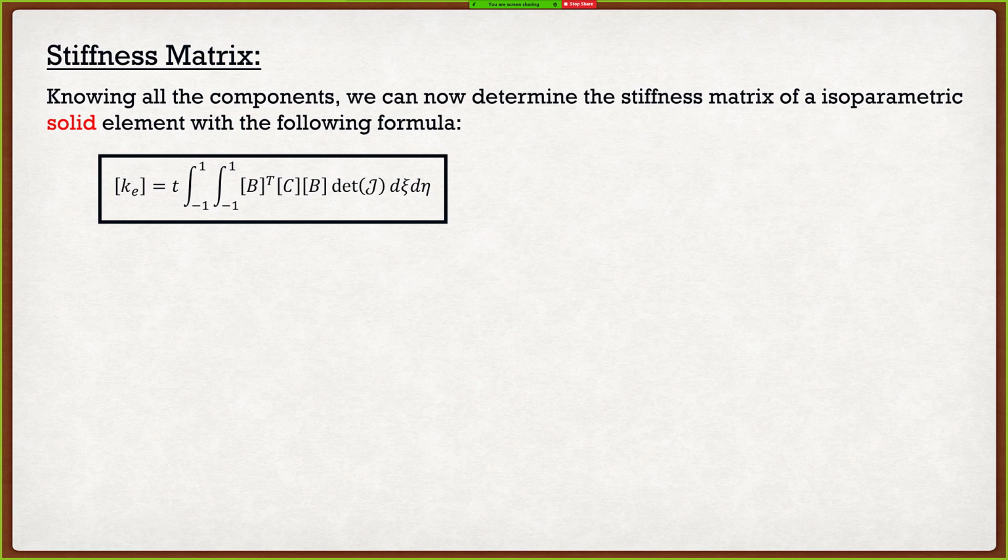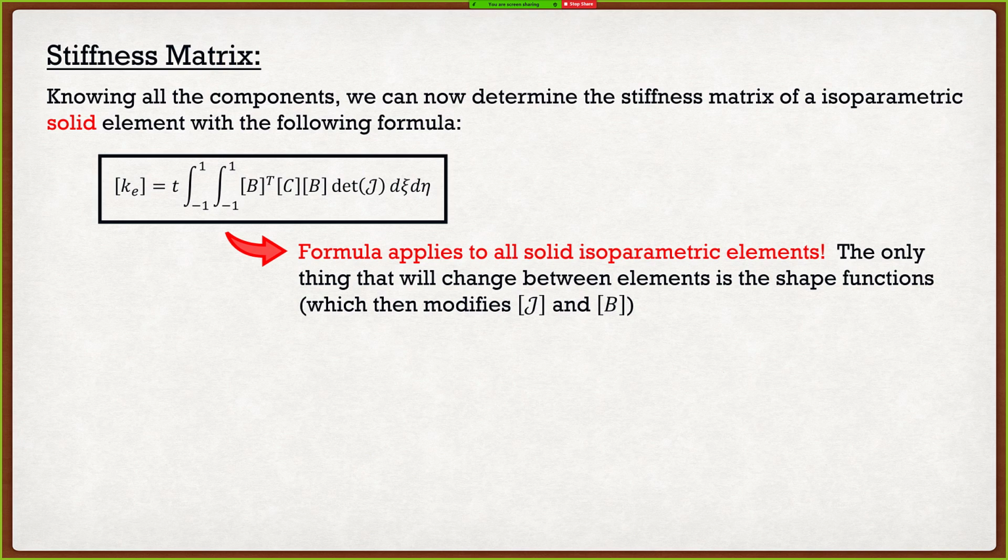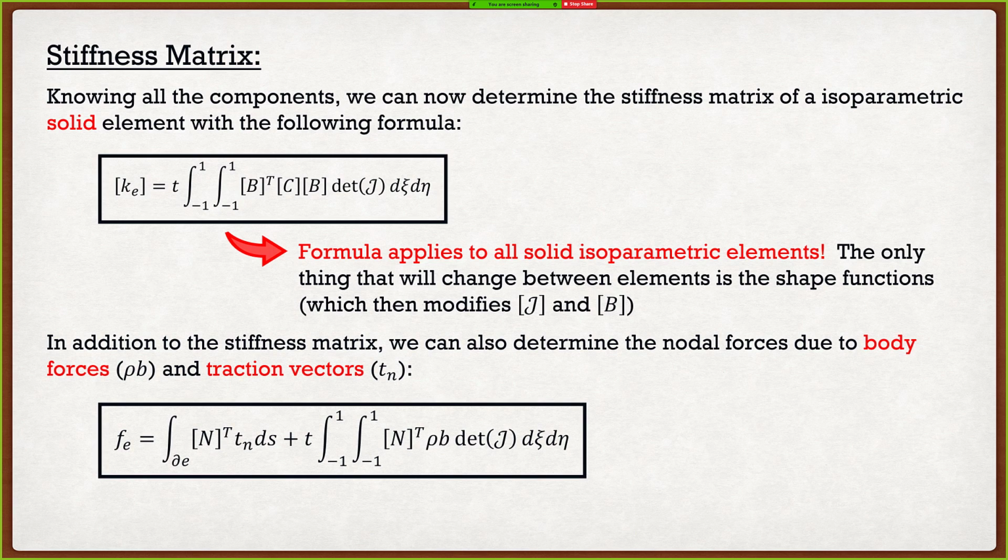Now this formula right here, like I said, applies to all solid isoparametric elements. So if I were to give you a triangular isoparametric element, you can still use that. The only difference is, of course, your determinant of J is going to change, stuff like that. It just accounts for things like that. So it's not going to be too bad at all.